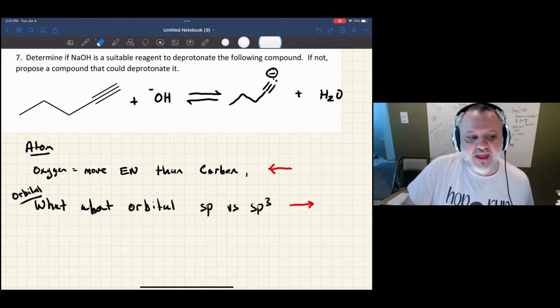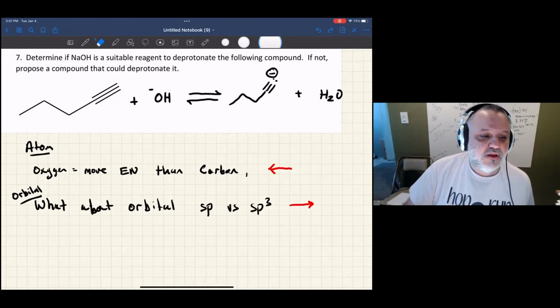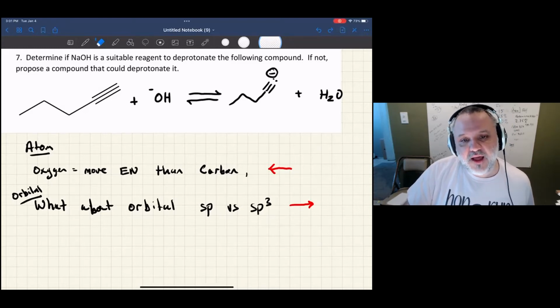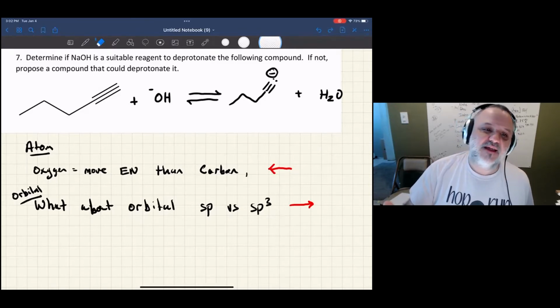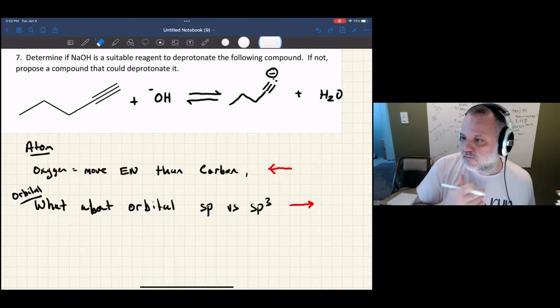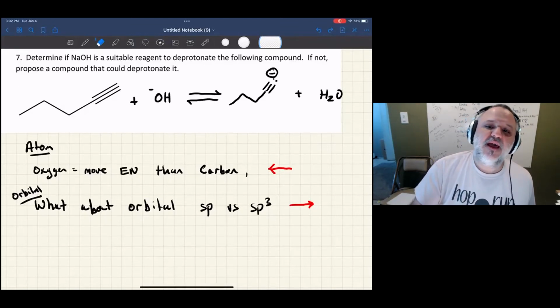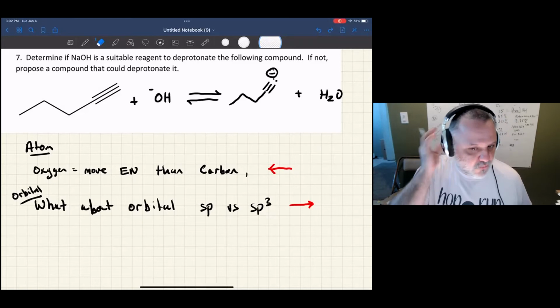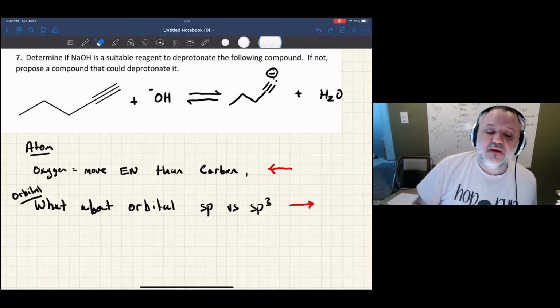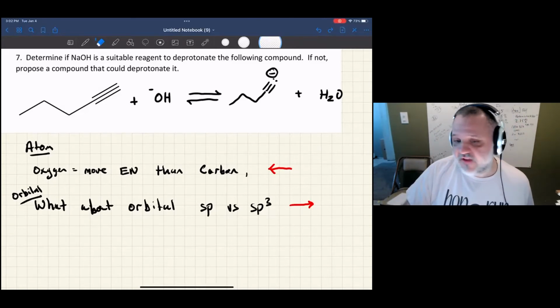And if I take a look at the orbitals, because what is different is the orbitals, then the alkyne has an sp orbital, and the hydrogen on the water has an sp3 orbital. And so that would tell me that the alkyne would be the stronger acid and the water would be the weaker acid. And so in that case, we would say the reaction favors the products.